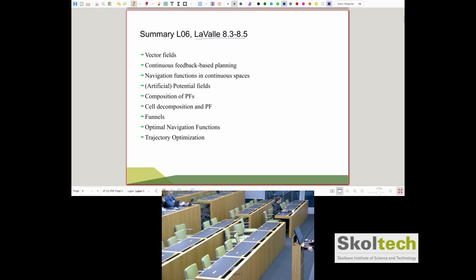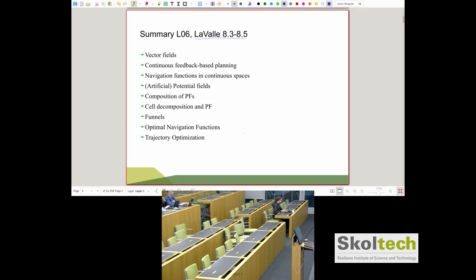Let's see. If you want to read a little bit more, you have these chapters in the book. The topics today: we are going to cover a little bit about vector fields, continuous feedback-based planning, navigation functions, but now in continuous spaces, and many other related topics. You will see that we always try to explain the relation with what we explained on discrete optimal planning, because this is the easiest starting point.